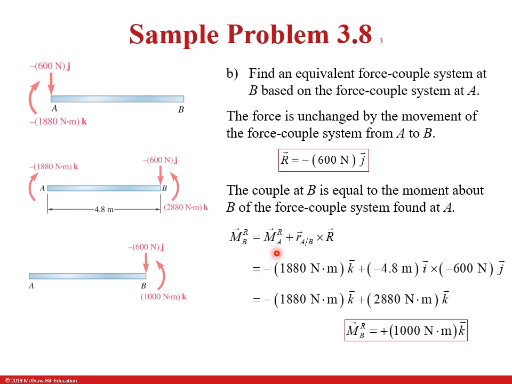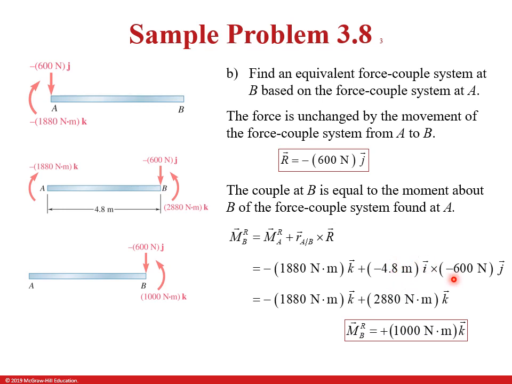So here we've got the original moment at A, minus 1880 Newton meters k, right? Our i position vector is minus 4.8 meters. Yeah, so this is a position vector of A relative to B. So it's 0 minus 4.8. Remember our original x equals 0 is over here. That's where we get the negative from.